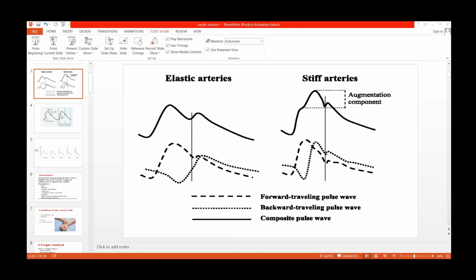Suppose you are deflating the cuff at pressure of 140. At pressure of 140, you are getting n number of Korotkoff sounds, and at pressure 130, you are getting 2n number of Korotkoff sounds. That means, and this is irrespective of respiration, that means you are getting pulses alternance.